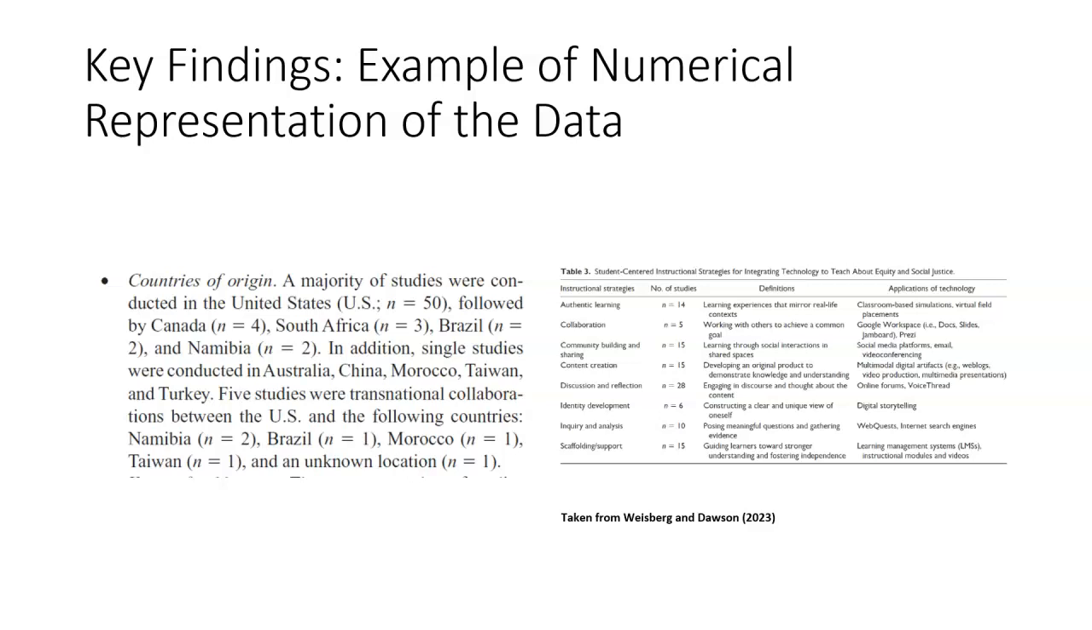And this comes from the shared article by Weisberg and Dawson in our course. On the left, you see how Weisberg and Dawson talk about the number of studies, in this case by origin. The pair note that out of the 60 articles, 50 of them were from the US, 4 of them were from Canada, 2 of them were from Brazil.